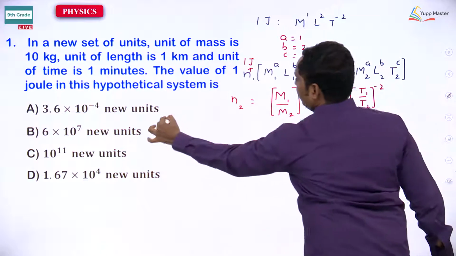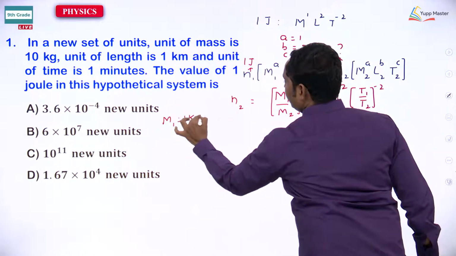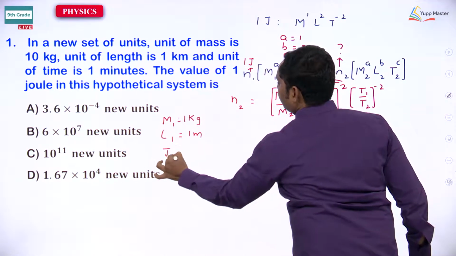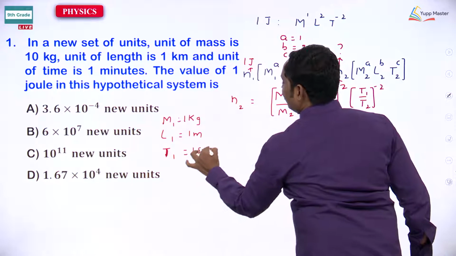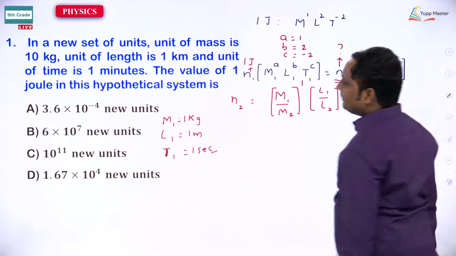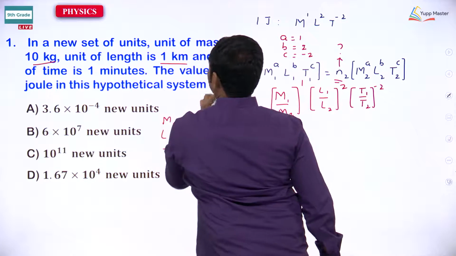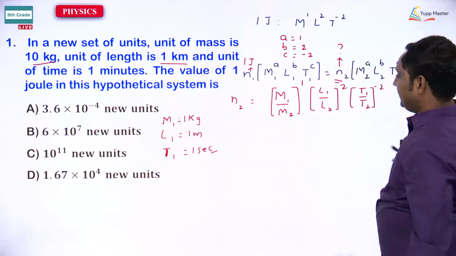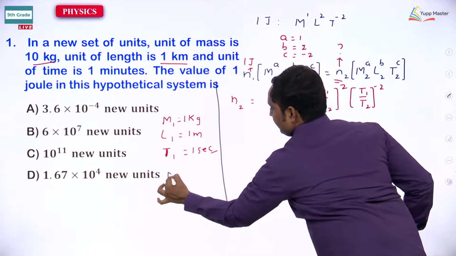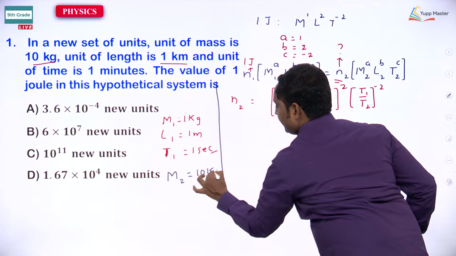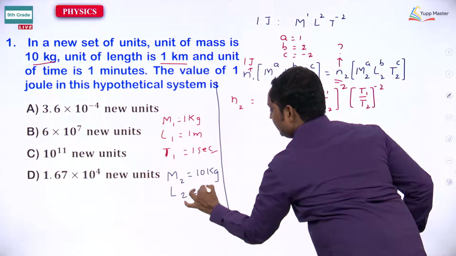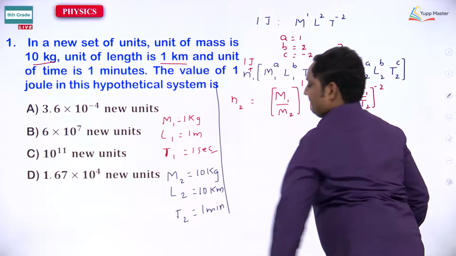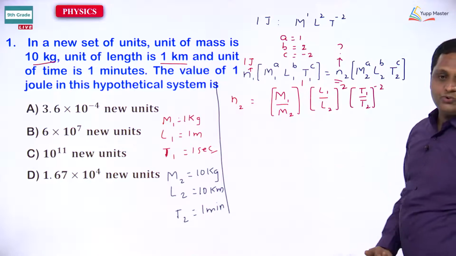You have to take that M1 is equal to 1 kg, L1 is equal to 1 meter, T1 is equal to 1 second, which we have taken. But in the given problem this is 10 kg and 1 kilometer and 1 minute, so you can take that M2 is equal to 10 kg, L2 is equal to 10 kilometer, T2 is equal to 1 minute. It is very clear, just substitute and get the value.